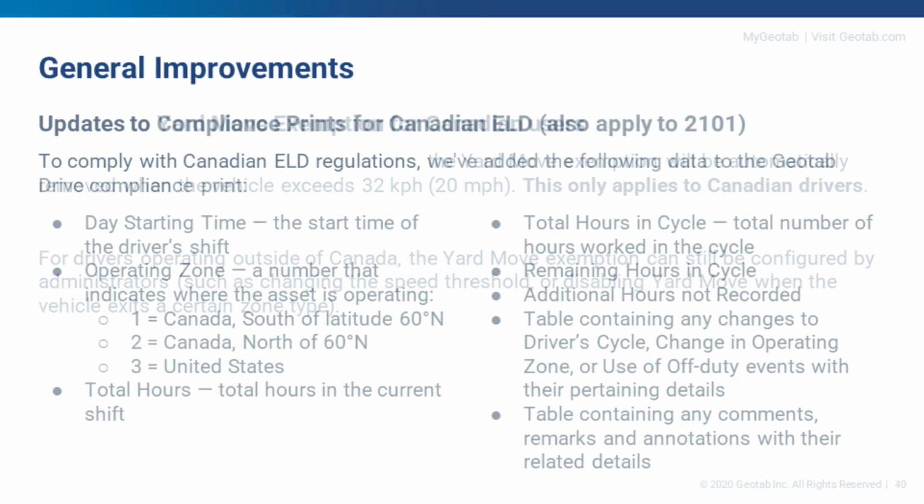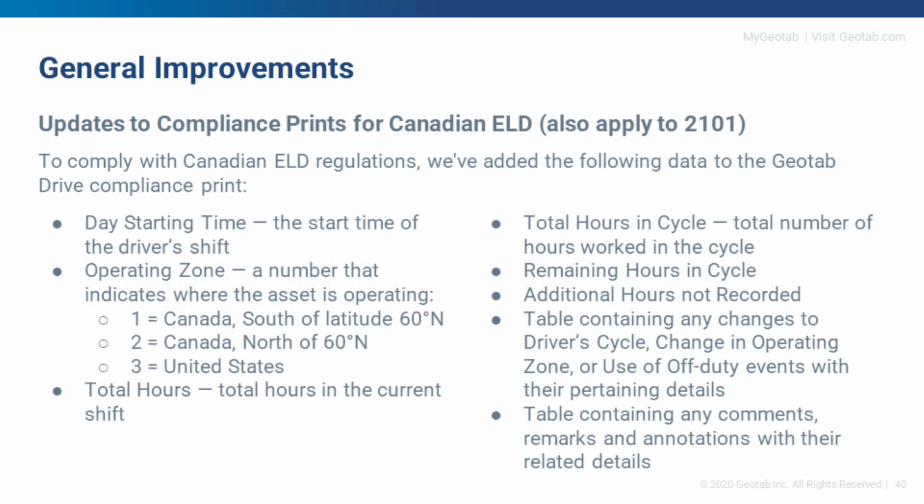Moving along, as well for Canada ELD on the compliant prints, there's actually two different ones we're going to talk about. Inside of the Drive app, the compliance view will have a bunch of new material added when you're on the Canadian rule set. All of these things that you see here on the screen are required for the Canadian ELD side, but not the US. So you'll see a lot of them are specific for Canada, like total hours, total in your cycle, the remaining hours in your cycle, different operating zones; those are all things that are specific to Canada.